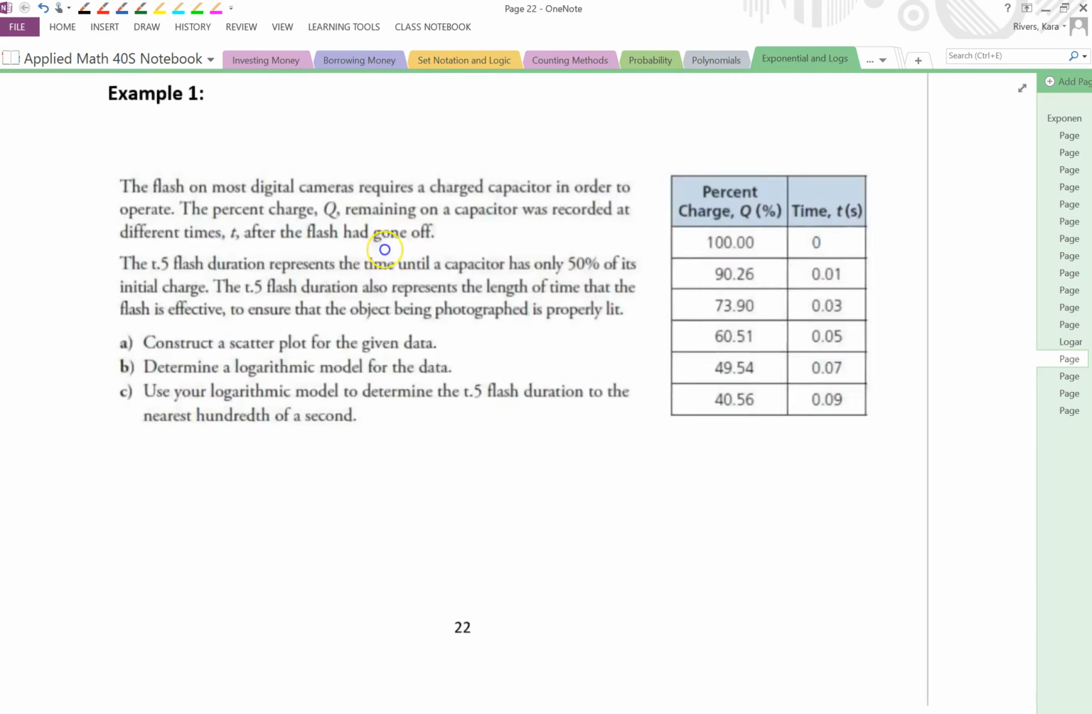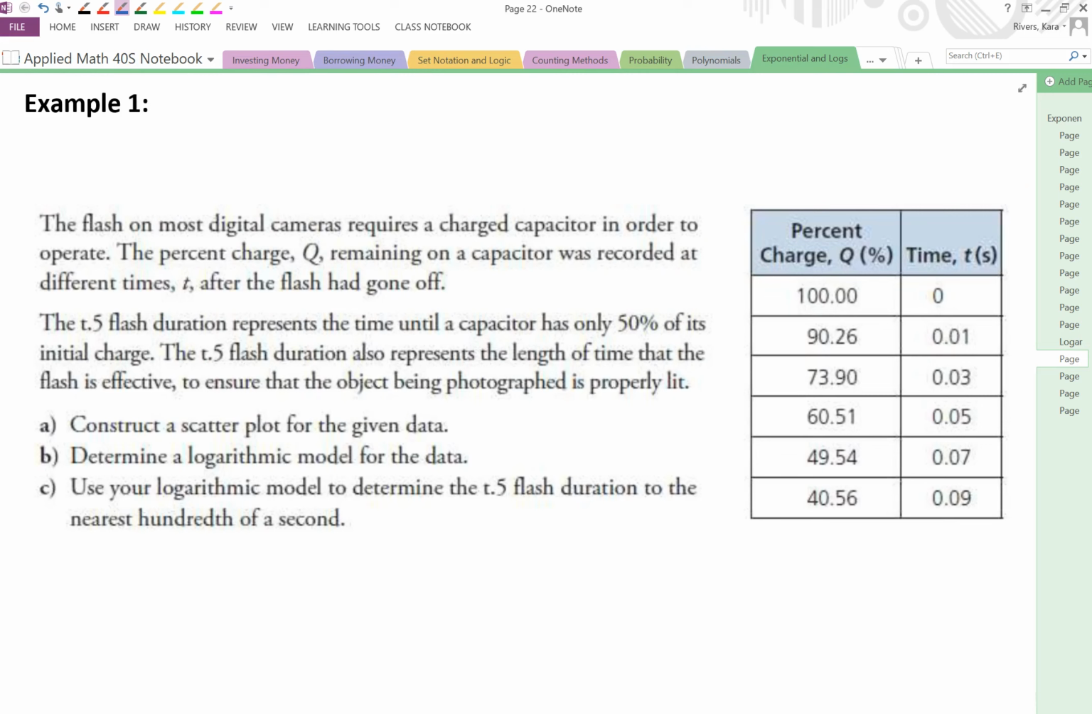All right, example 1. The flash on most digital cameras requires a charged capacitor in order to operate. The percent charge Q remaining on a capacitor was recorded at different times t after the flash had gone off. The T5 flash duration represents the time until a capacitor only has 50% of its initial charge. The T5 flash duration also represents the length of time that the flash is effective to ensure that the object being photographed is properly lit.